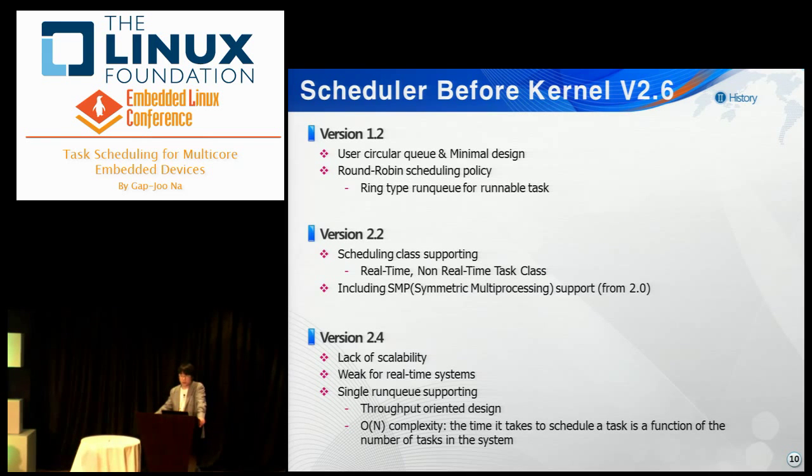Linux kernel version 2.2 introduced the idea of scheduling classes, permitting scheduling policies for real-time tasks, non-preemptive tasks, and non-real-time tasks. The 2.2 scheduler also includes support for symmetric multiprocessing, shortly called SMP, with a simple policy. And in kernel version 2.4, Linux supported a single long queue per CPU core, and in this version, the scheduler had O(n) complexity.